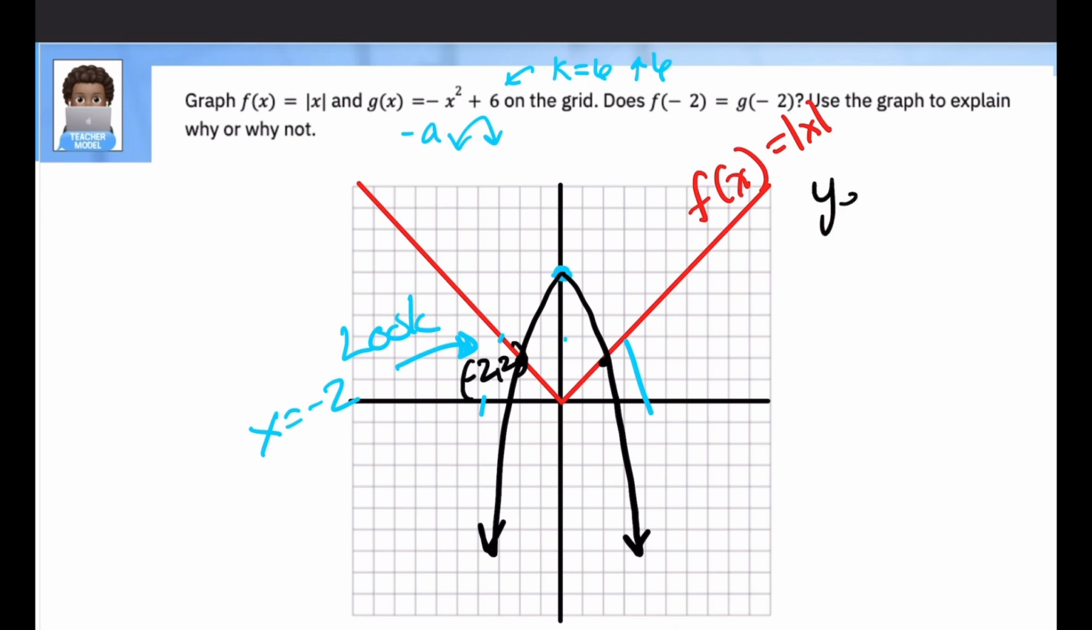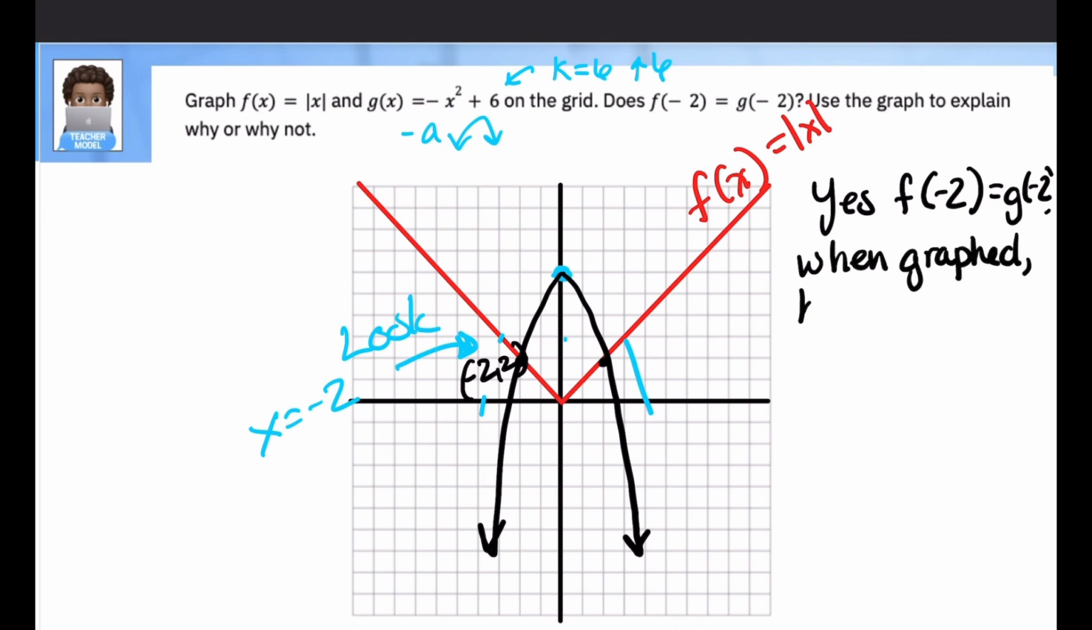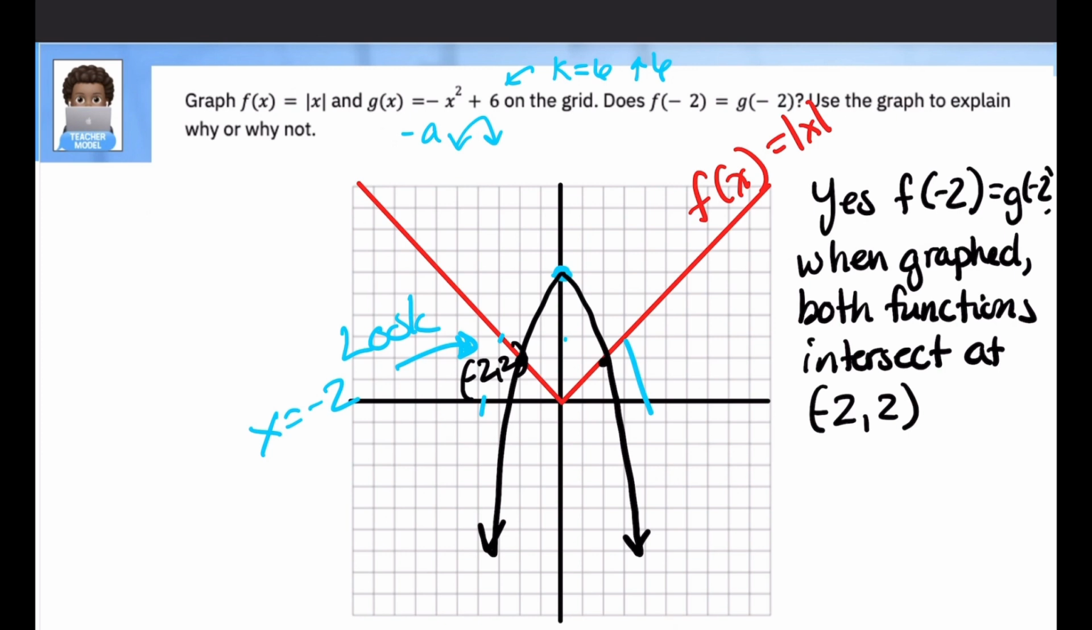So, yes, f of negative 2 is equal to g of negative 2 when graphed. Both functions intersect at (-2, 2). Okay, and that's it. So that's all I would have here for the solution.